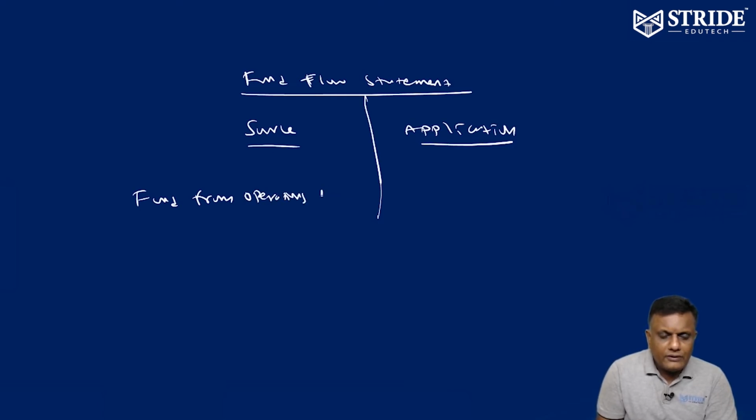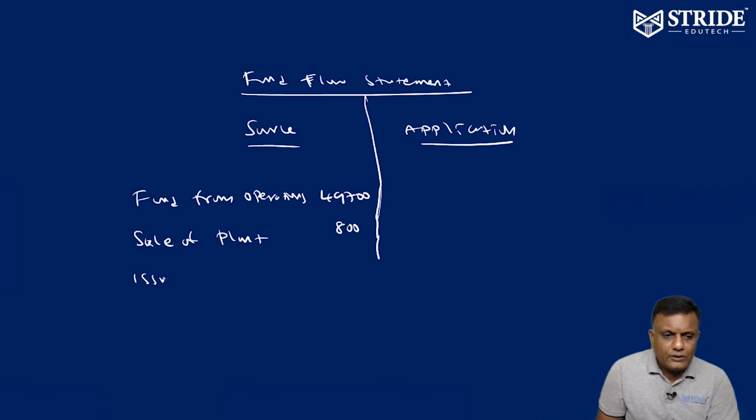It is going to be 49,700, right. Similarly, sale of plant is a source. It is sold for 800, so it is a source. Similarly, equity shares: opening 1 lakh, closing 1 lakh 50,000, with the premium of 5,000, 55,000 we have issued. So issue of equity share capital and premium.